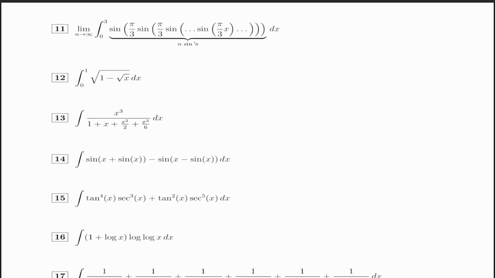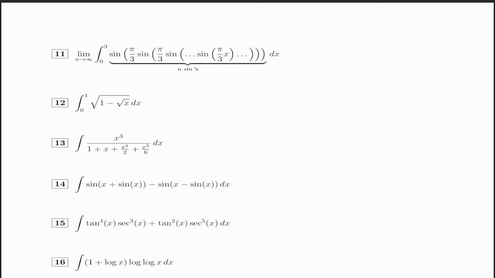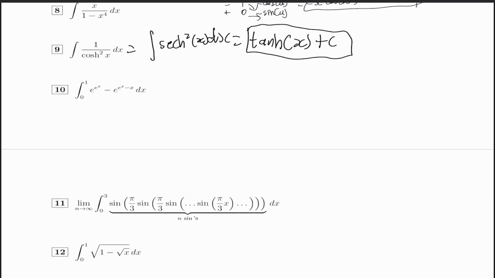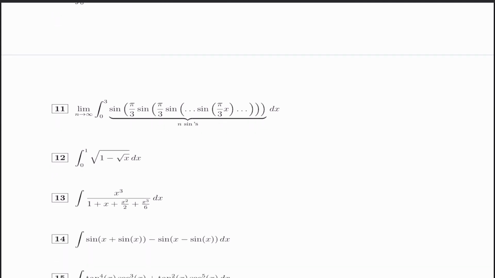Let's look at question 12. So question 12, we are evaluating that from 0 to 1. So let's see what we do there. Okay, so we can first of all write this as the integral from 0 to 1 of 1 minus x to the 1/2, all to the 1/2. But does that even help that much? Let's see.